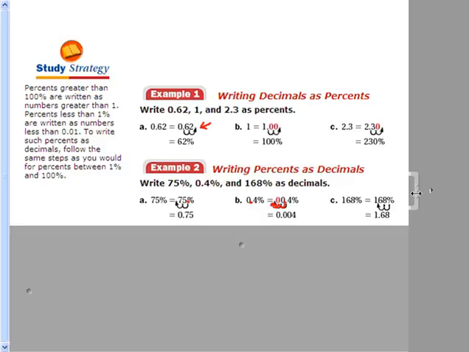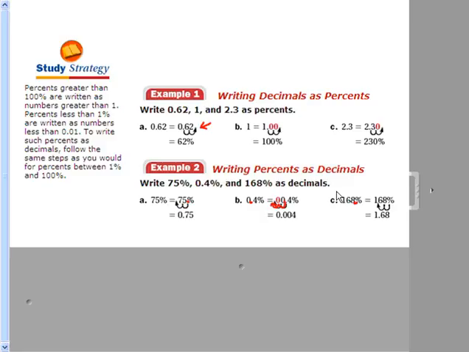And here again is one you probably wouldn't think about as much, 168%, something over 100%. The decimal in 168% would start out on the right, and we're moving it to the left twice, ending up with 1 68 hundredths, 1.68.